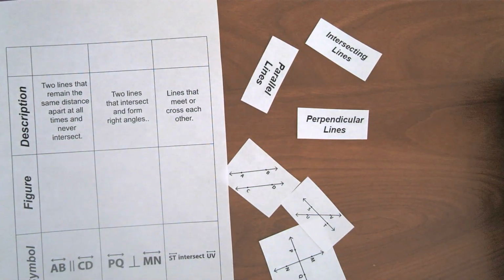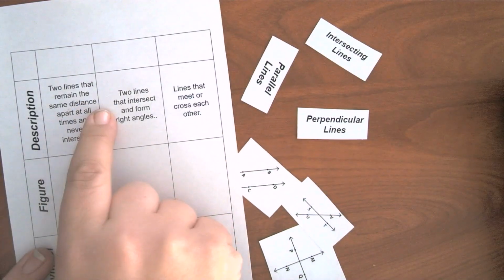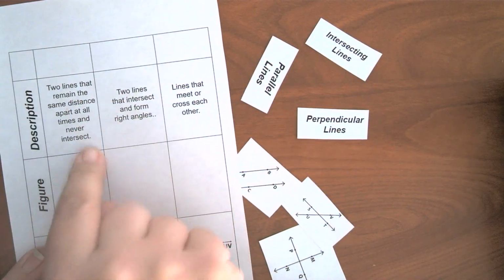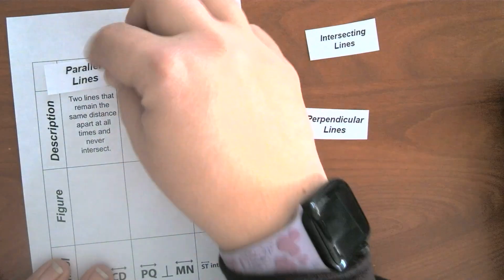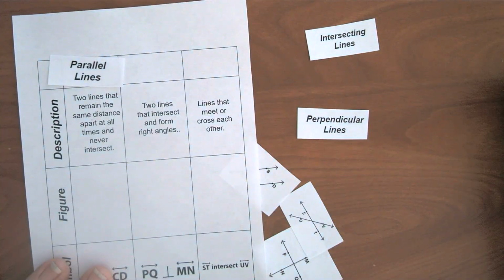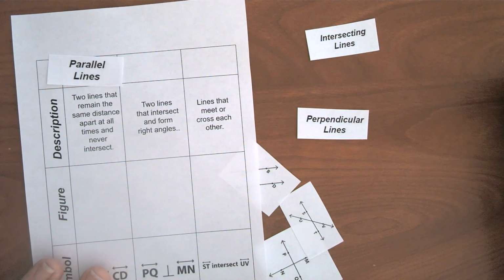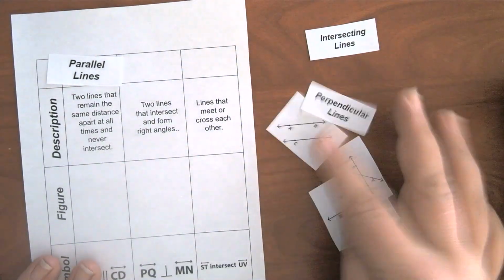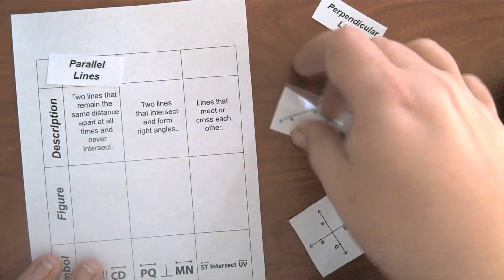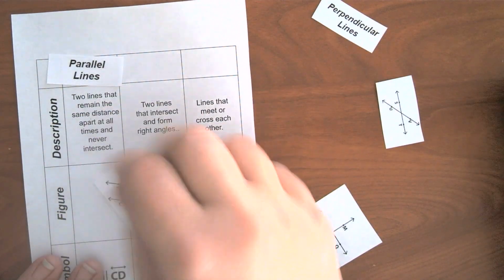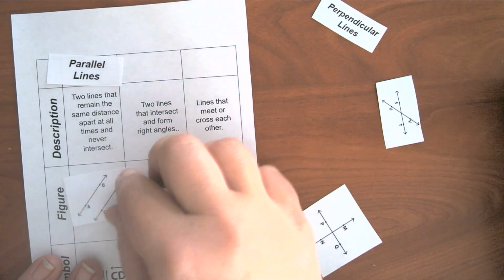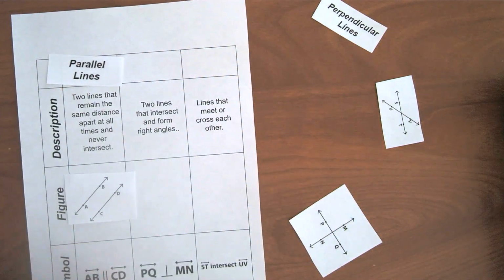Okay, the first one. 2 lines that remain the same distance apart at all times and never intersect. So those are parallel lines. So parallel lines are 2 lines that remain the same distance apart and they never intersect. And so a picture of parallel lines would be these 2. You may have to trim them a little to fit in the boxes. I'm going to put this one sideways. I'll cut them in a second. All right. So we're going to cut those and glue them down.